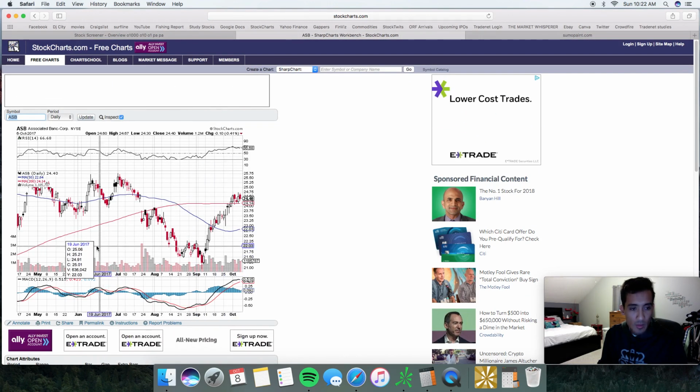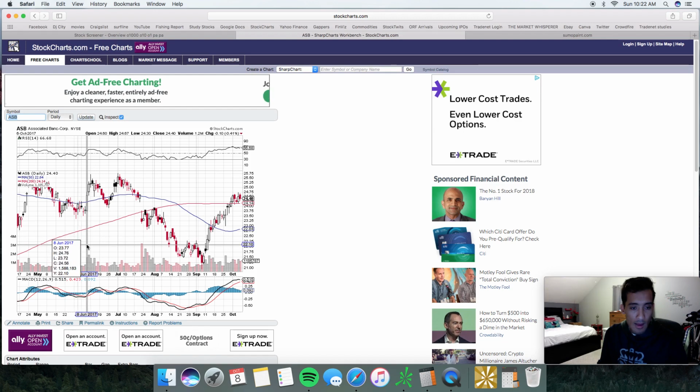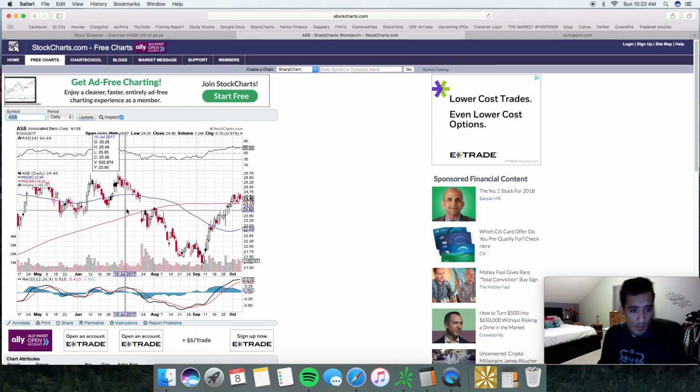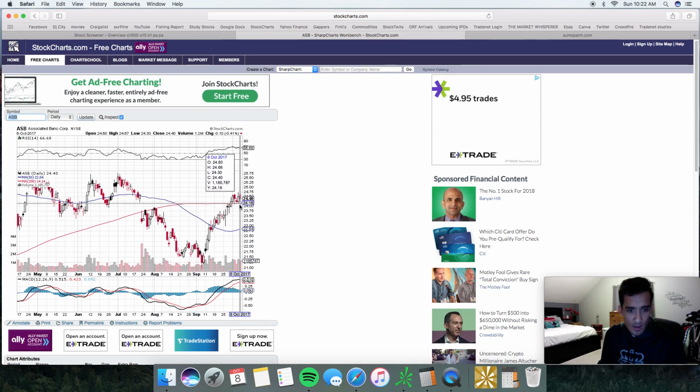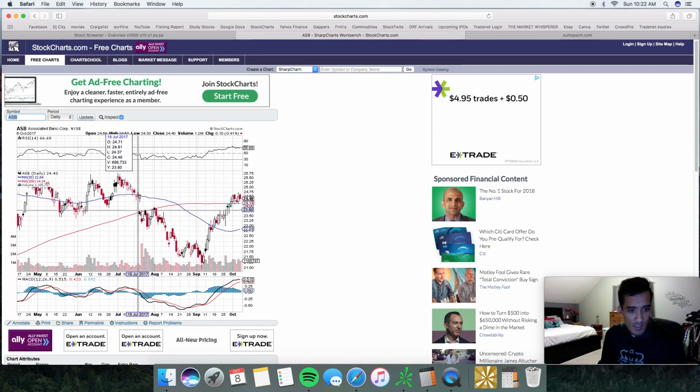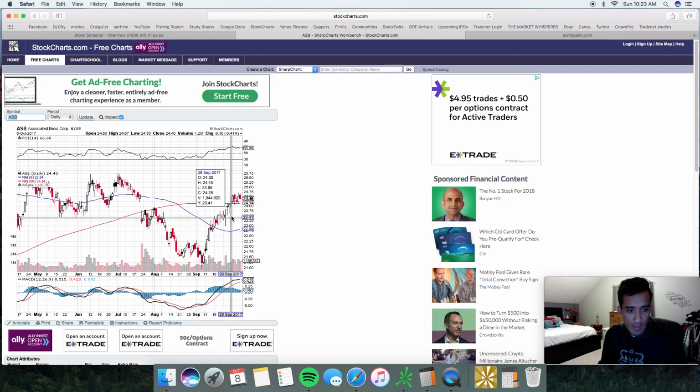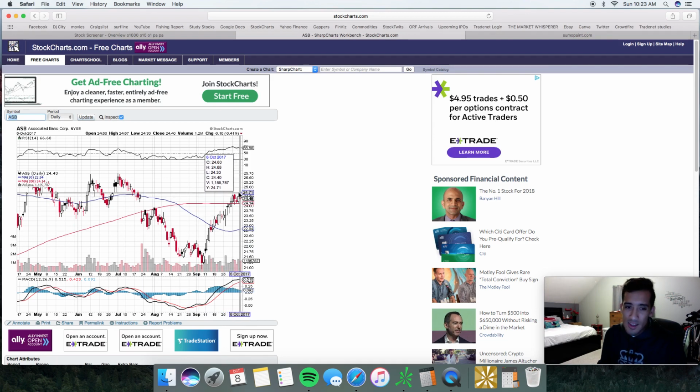Alright, so ASB, I can tell you that I don't like it because this is like a recent uptrend. It looks like it's been going down for a while, and then it came back up out of nowhere. So this past like 2 weeks is just a recent uptrend, now consolidation. I would consider this, but it's not really perfect.